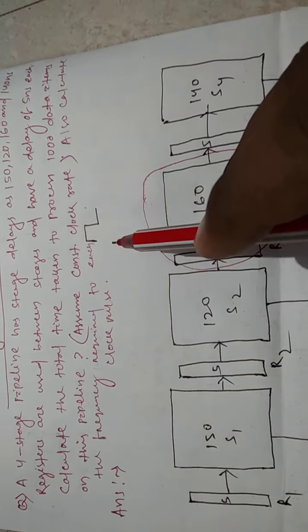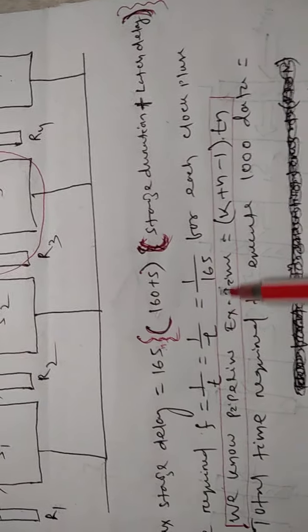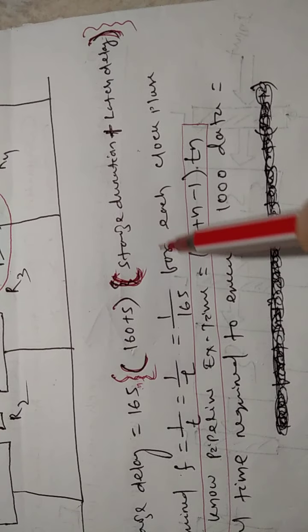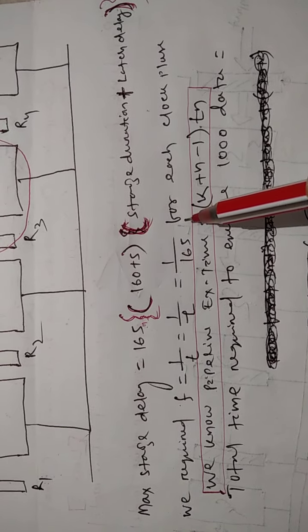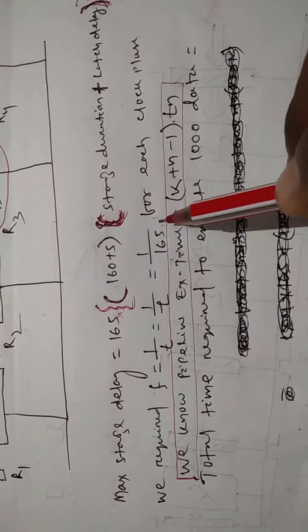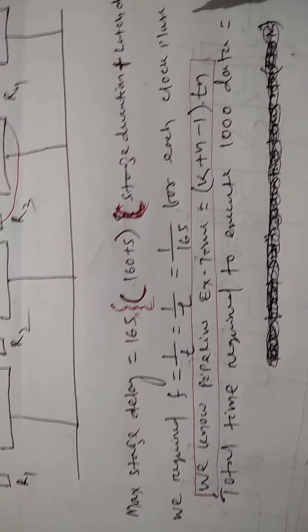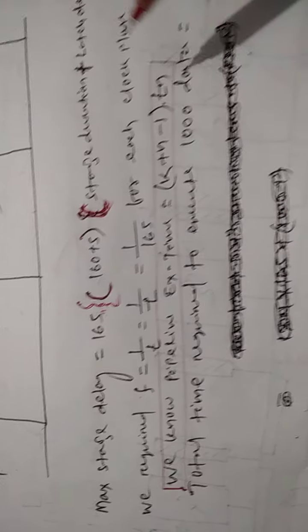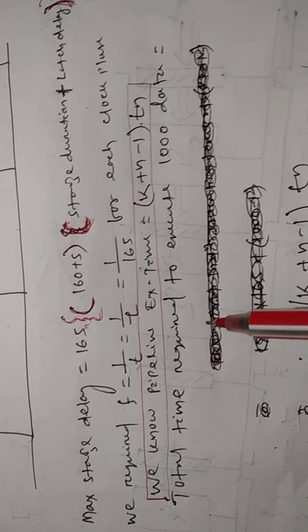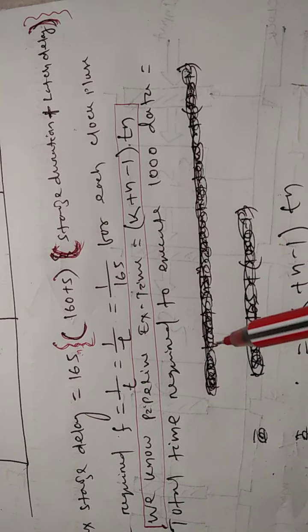Next, in the question he is asking: calculate the frequency required for each clock pulse. We already know frequency equals 1 by time, or 1 by tau, where tau is the maximum total phase duration, or total maximum phase delay. So it is 1 by 165 for each clock pulse. Okay, so this is the frequency.